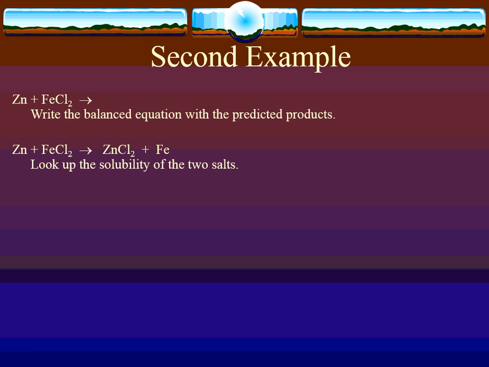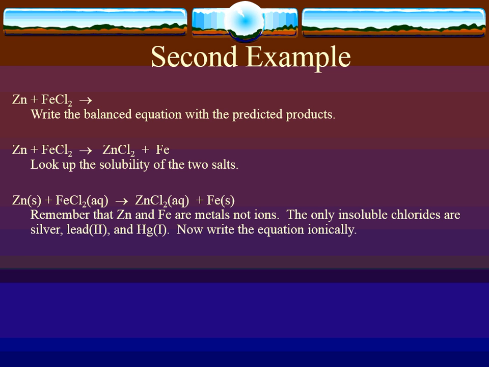Now I'm going to look up the solubilities of my iron(II) chloride and my zinc chloride on my solubility chart. My zinc and my iron are solid metals, so they're going to remain. I do not need to worry about their solubilities. They are insoluble. So both chlorides are aqueous. So I write them with their respective states behind. So solid zinc plus iron(II) chloride in its aqueous form, zinc chloride aqueous, and solid iron.